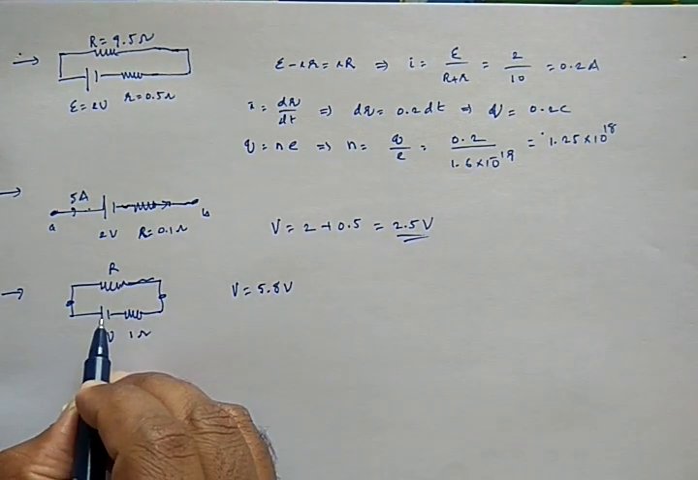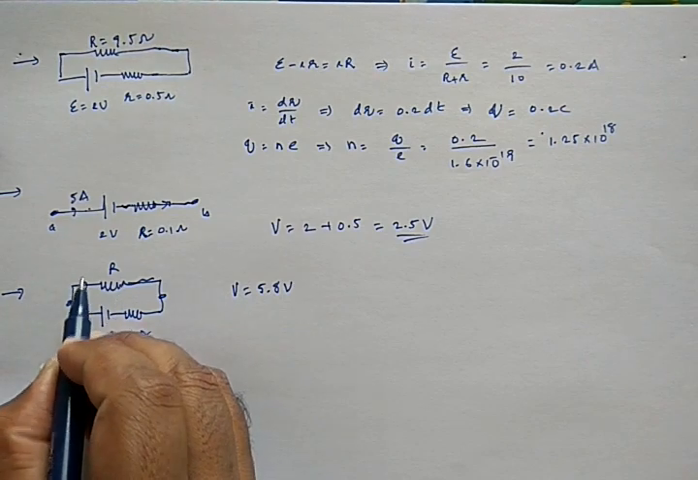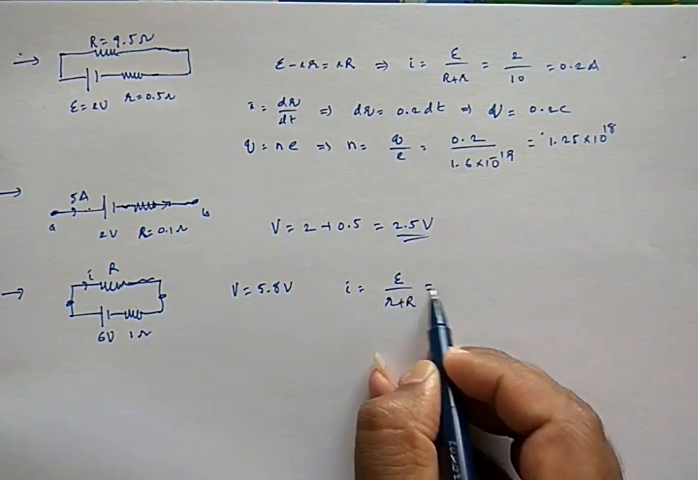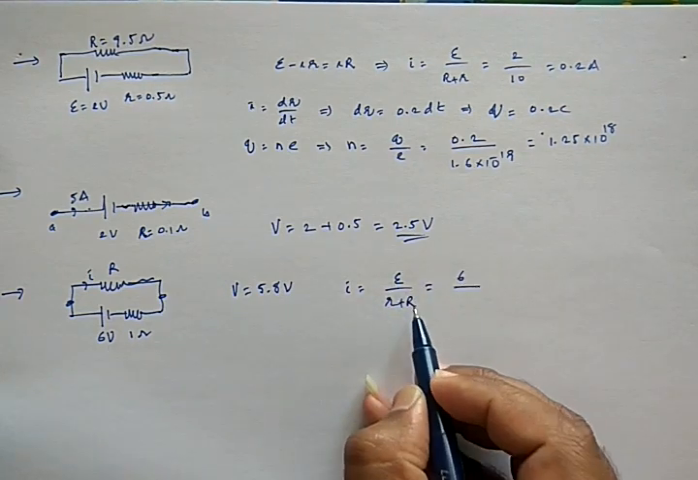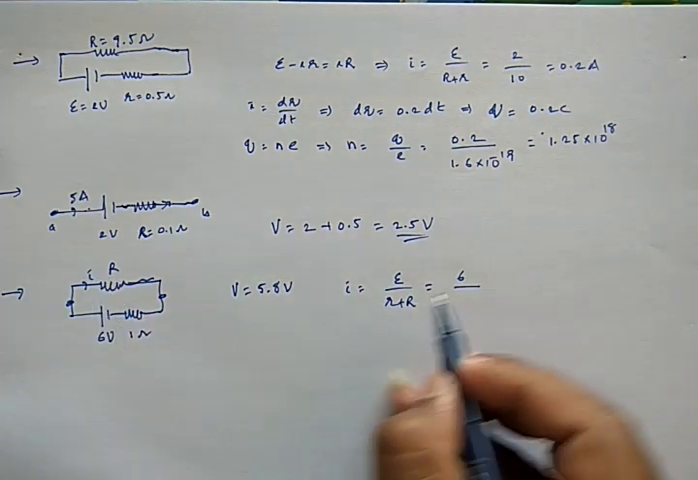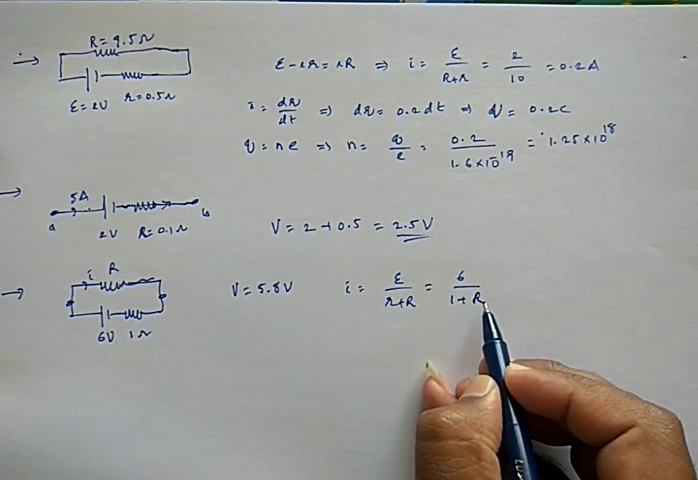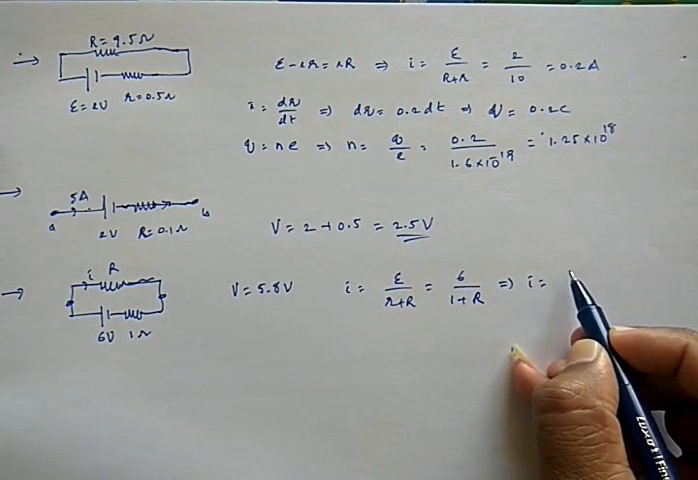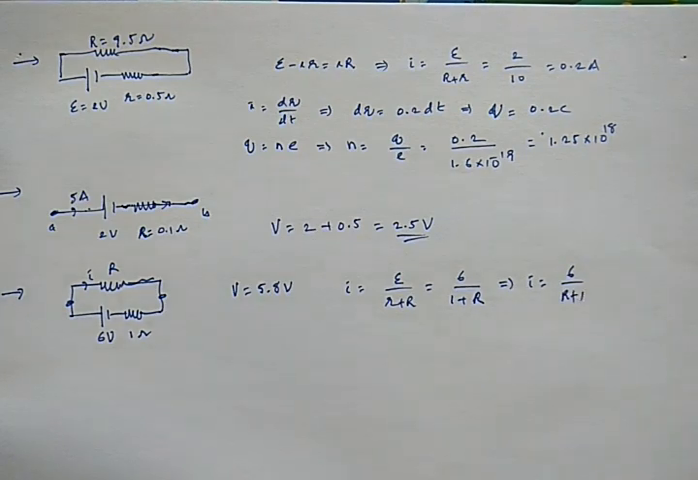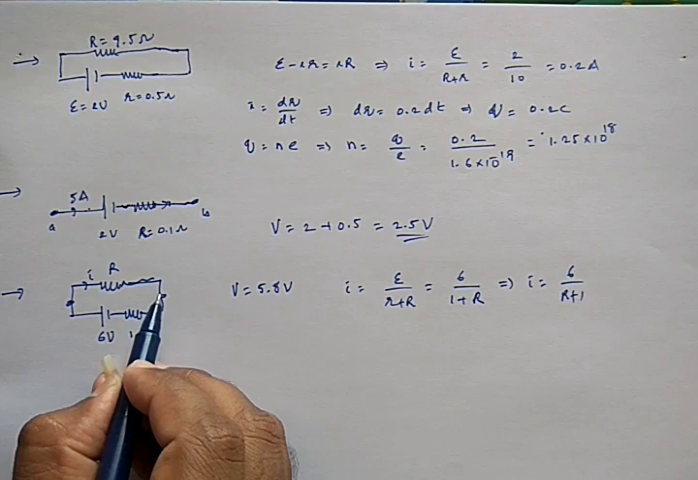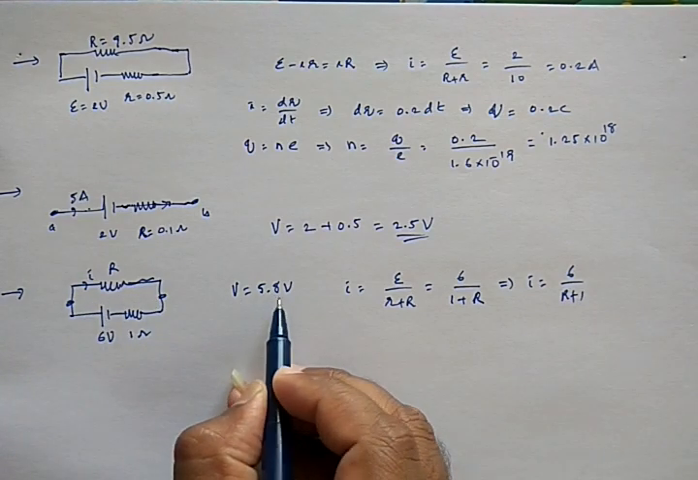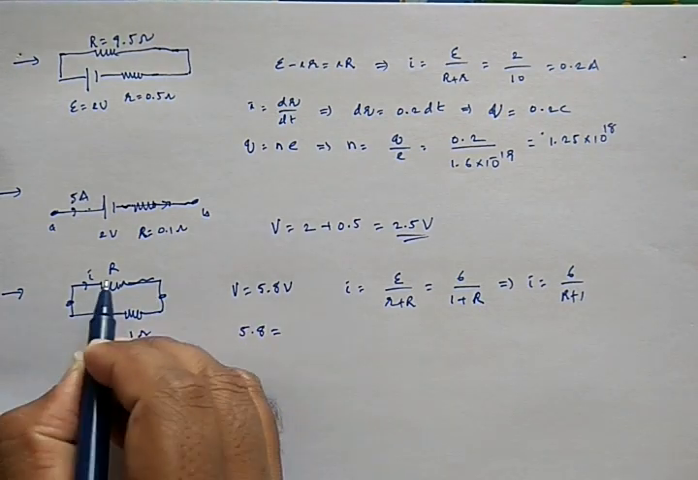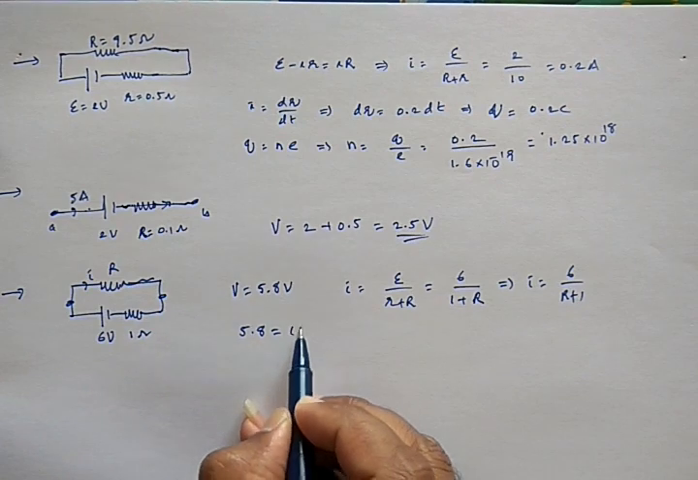Whenever you connect a battery to the external resistor, some current will flow through it, and that current will be equal to E by R plus r. E is 6 volt, by R plus r, where r is 1, so that is R plus 1. That is what you want to find. That implies I equals 6 by R plus 1. And the voltage across this resistor is 5.8, so you can write 5.8 equals IR.